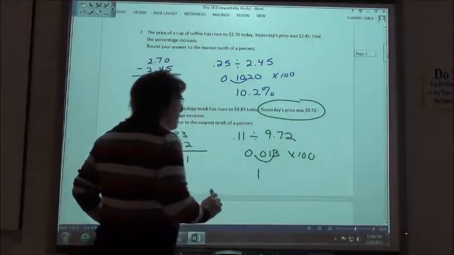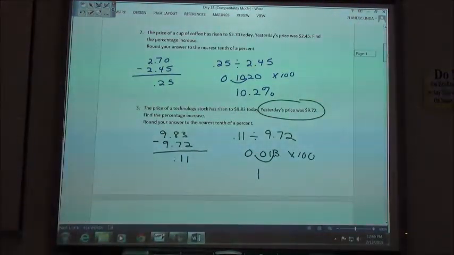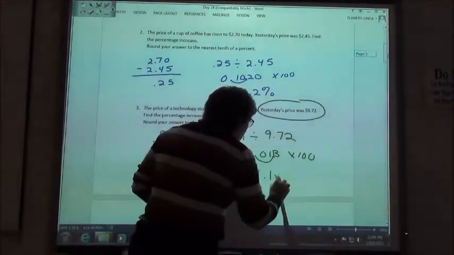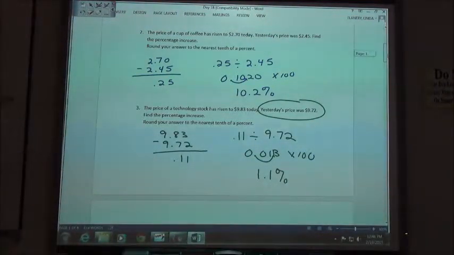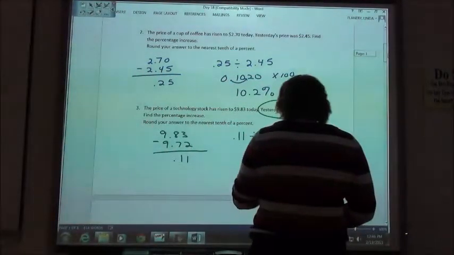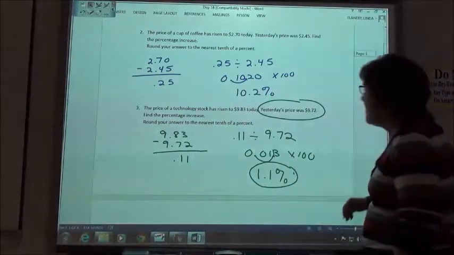Whoops, we shouldn't have gotten 11.3 if there was a 0 in front of there. 1.1% is what we should have, because we have to move it 2 places, and one of the places is that 0. Is that what you got yesterday? I did. You did? Okay, good.